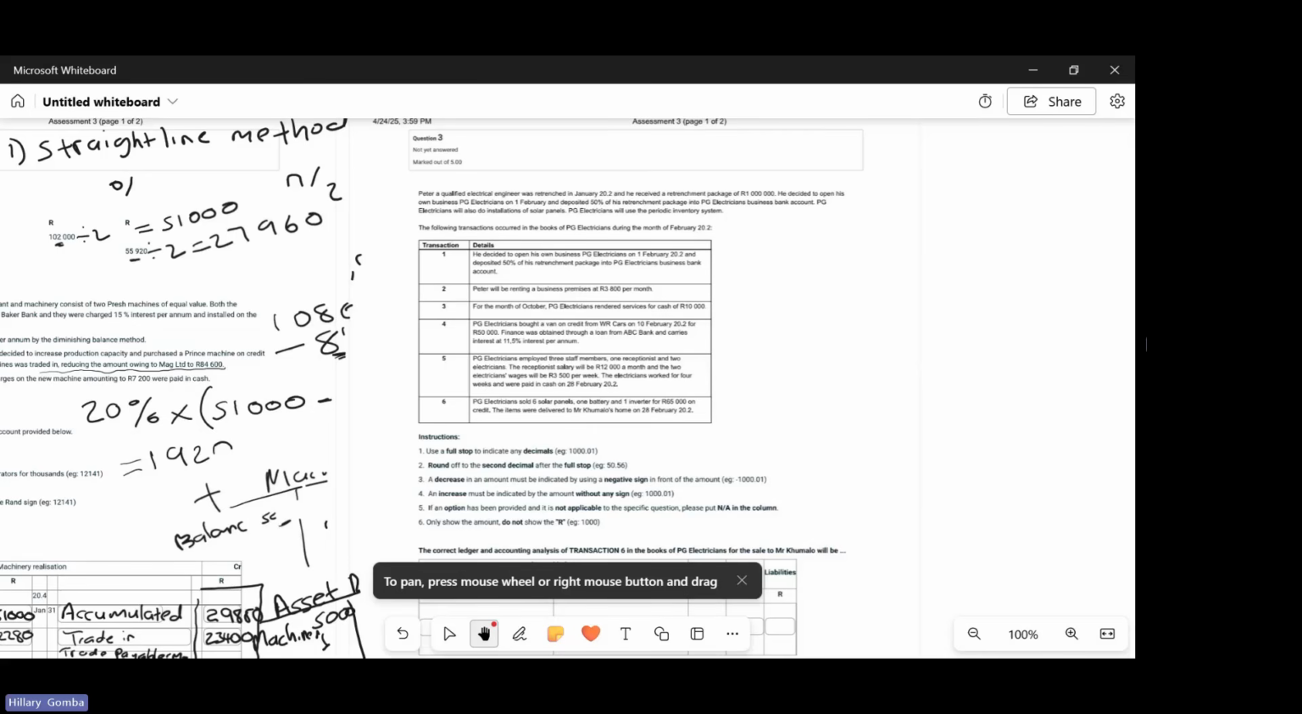Okay, so now we proceed to question 3, which says, Peter, a qualified electrical engineer, was retrenched in January 2022 and he received a retrenchment package of 1 million rand. He decided to open his own business, PG Electricians, on 1 February and deposited 50% of his retrenchment package into the PG Electricians business bank account. PG Electricians will also do installations of solar panels. PG Electricians will use the periodic inventory system.